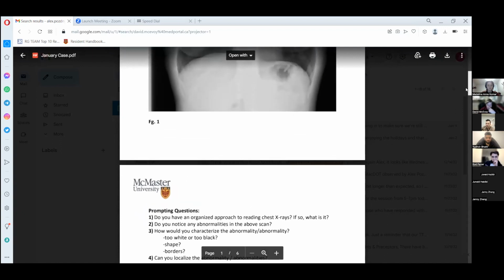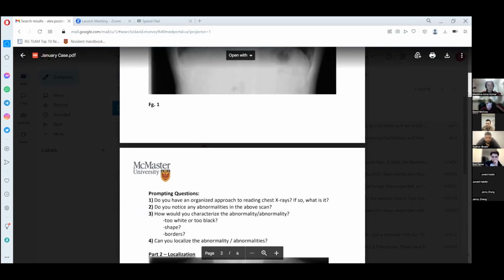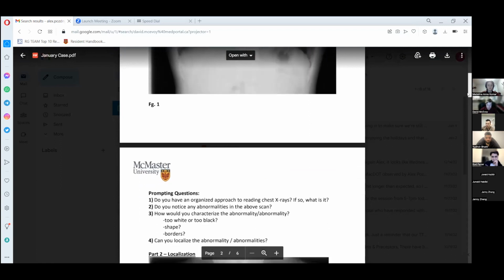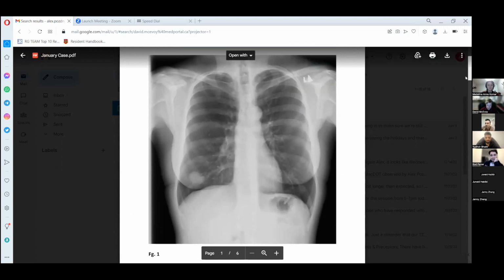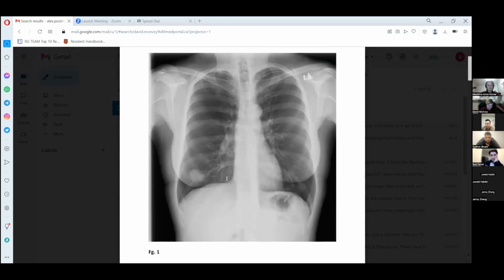All right. So we talked a little bit about the organized approach to reading chest X-rays, and we talked about the abnormalities. And let's maybe talk about characterization, which is also very important. So how would you characterize this lesion? You can talk about its density, its shape, its borders, and I can help you with using the proper terminology that will make you sound much more knowledgeable about radiology. So how would you describe this lesion? Is there anyone who would like to volunteer?